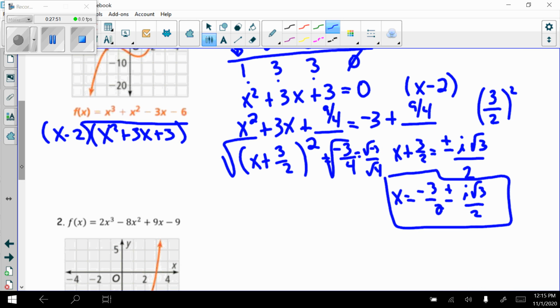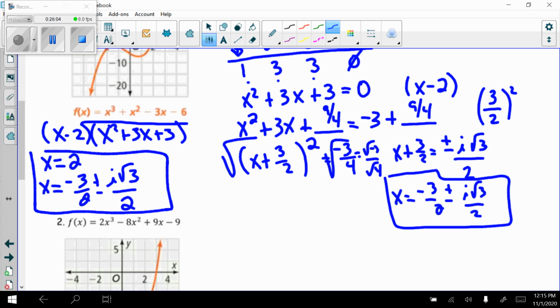So over here, I'm going to write down all of my zeros. I get x equals 2 and x equals negative 3/2 plus or minus i square roots of 3 divided by 2. So when you're listing your zeros, don't forget about the one that you got from the graph, the very first one that you started out with, that you did synthetic division from. We're going to do a few more examples like that.